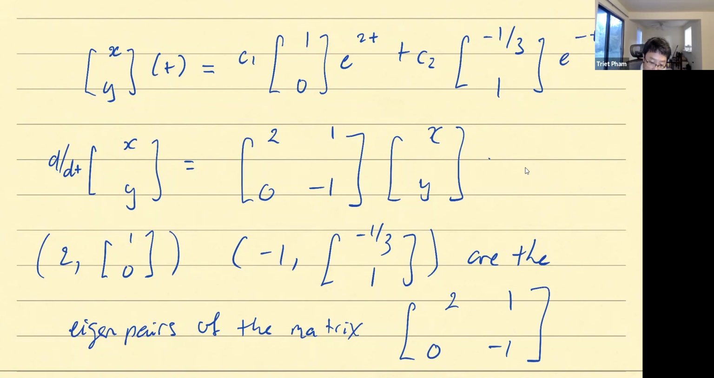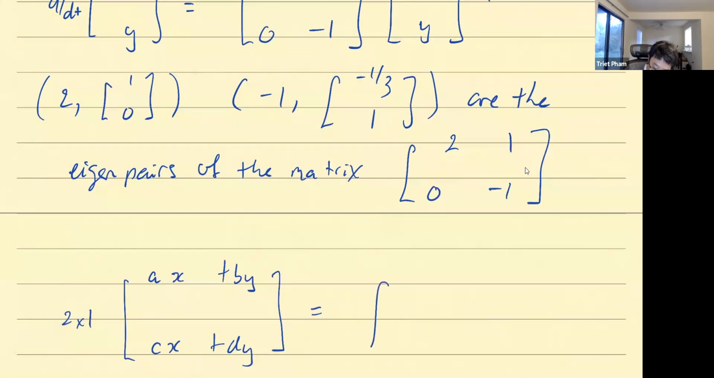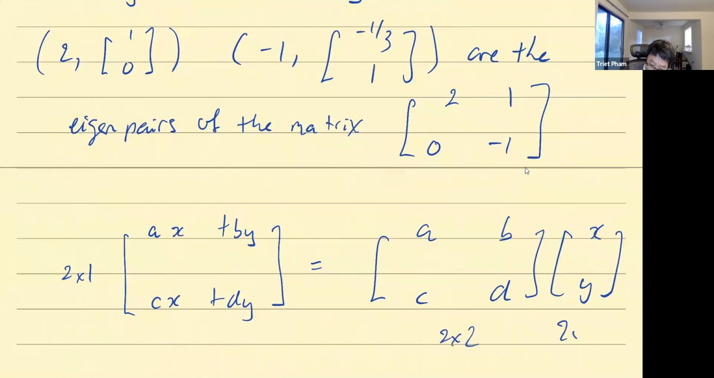Basically, if you ever have something like ax plus by, cx plus dy as a vector, this is a 2x1 vector. It can always be expressed as the matrix (a, b; c, d) times (x, y), which is a 2x2 times a 2x1.